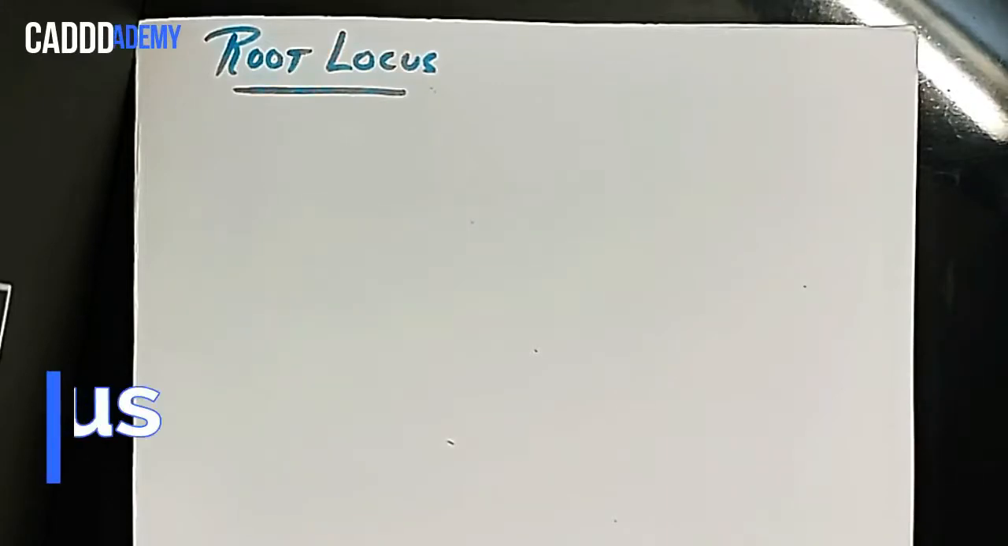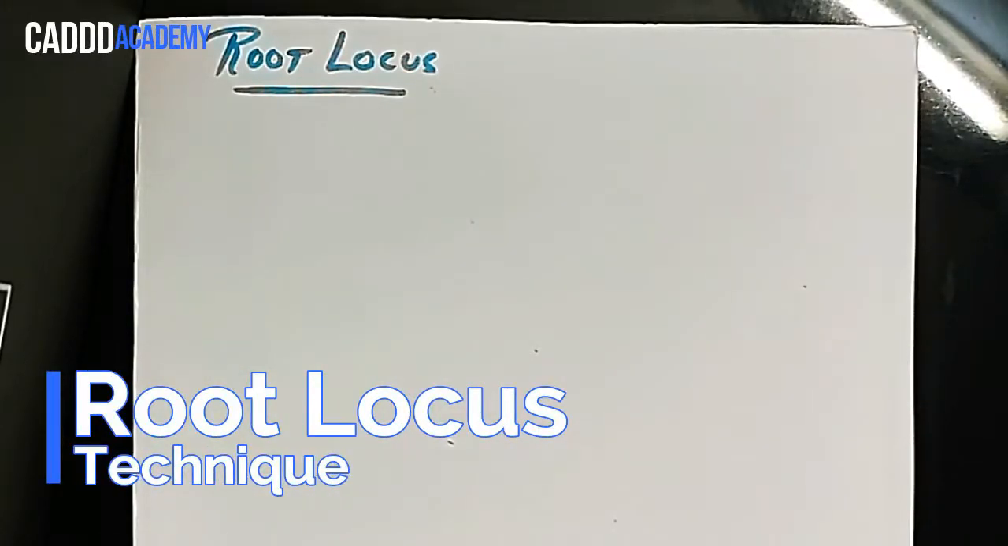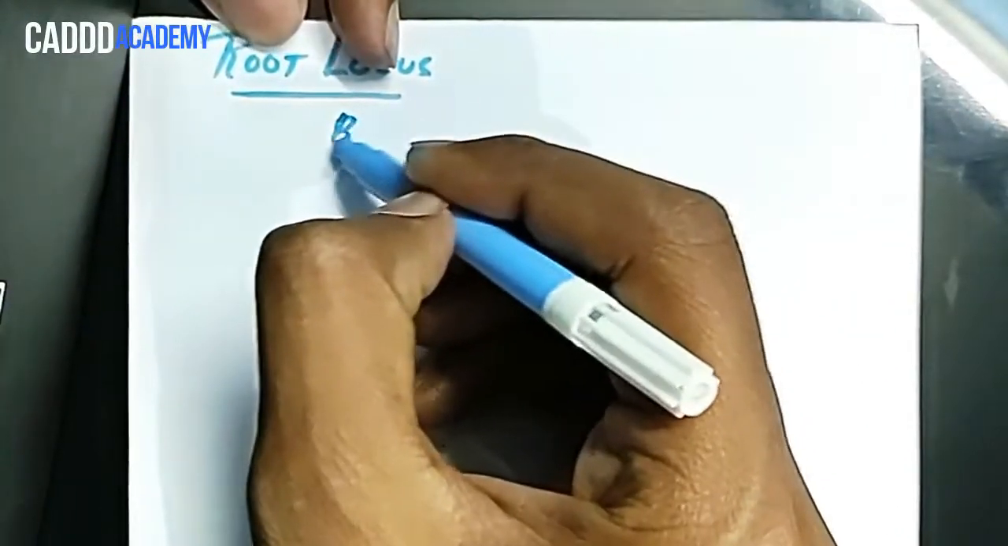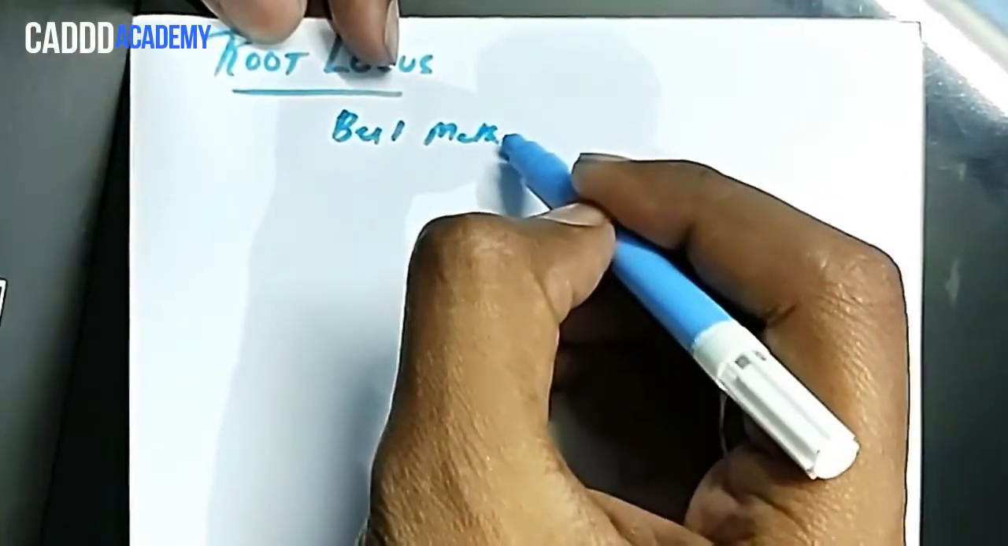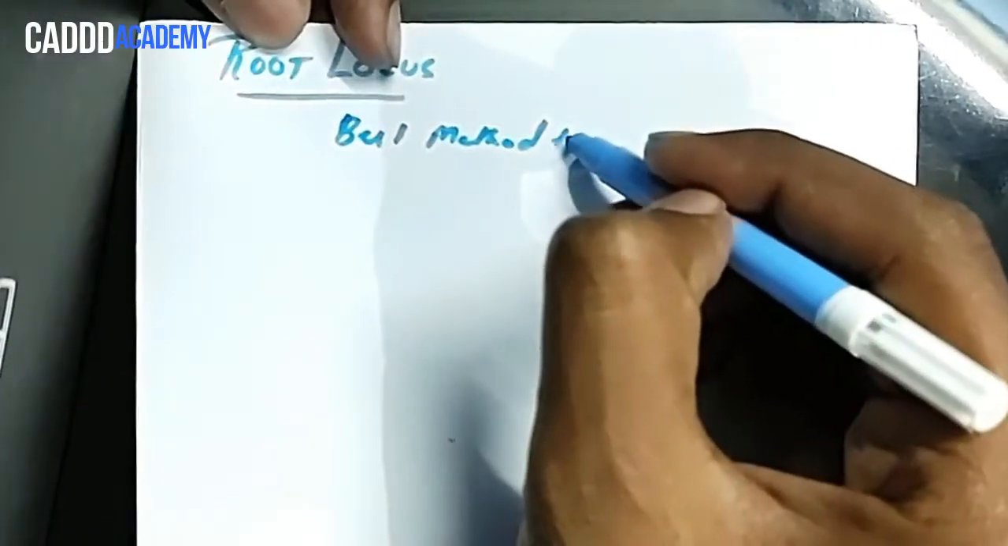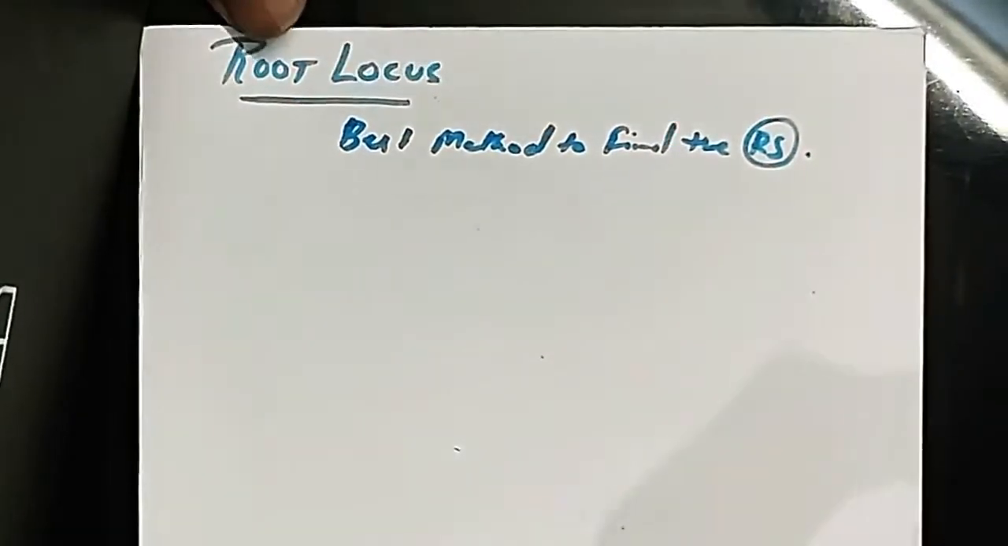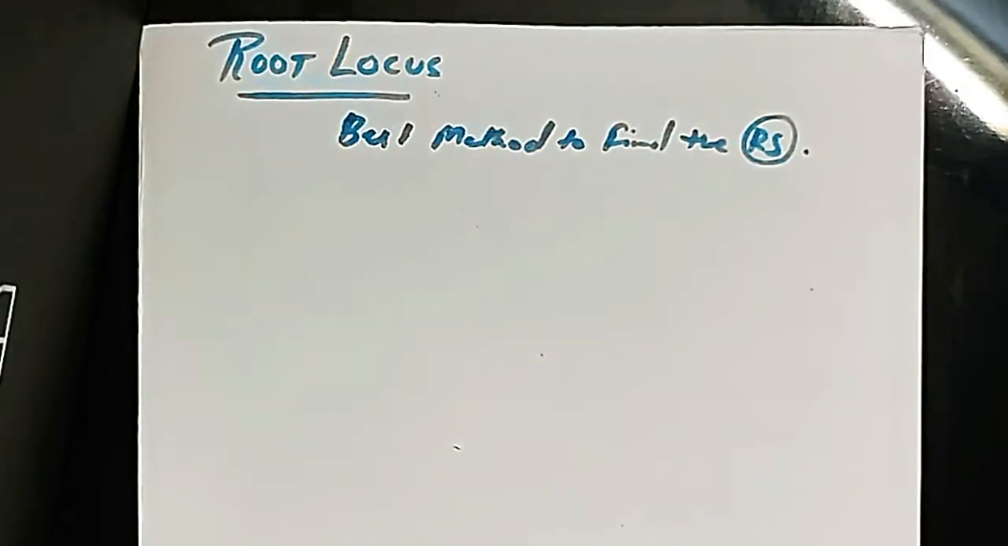In this lecture we will study the root locus technique, and the root locus diagram is made to get the closed loop stability of the system. Root locus is also the best method to find the relative stability. So in this lecture we will be drawing the root locus diagram for different types of systems, and we will study all the formulas, all the requirements which is needed to draw the root locus diagram. We will study the root locus technique completely in this lecture.